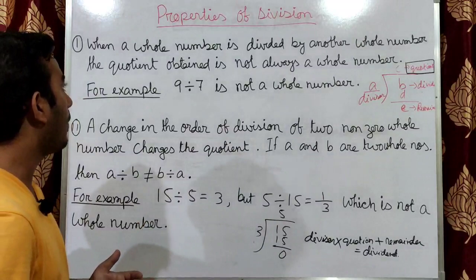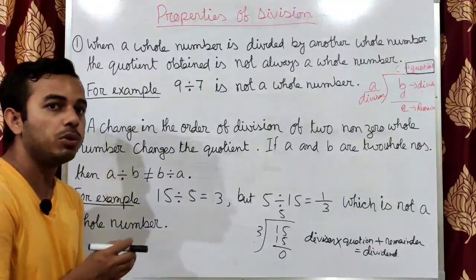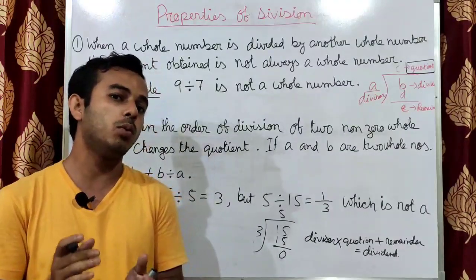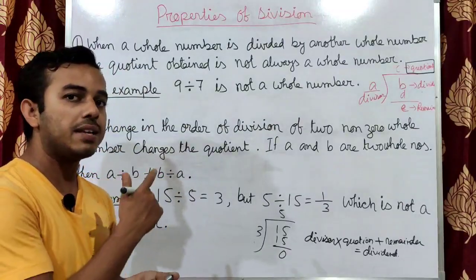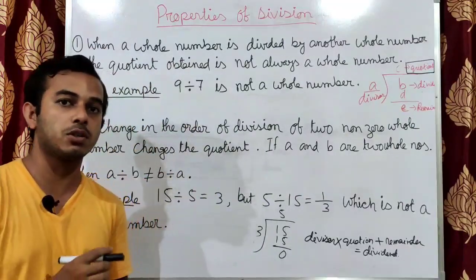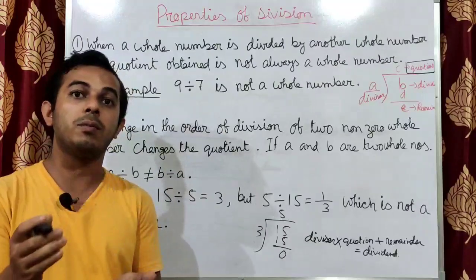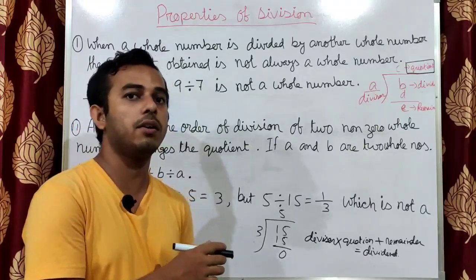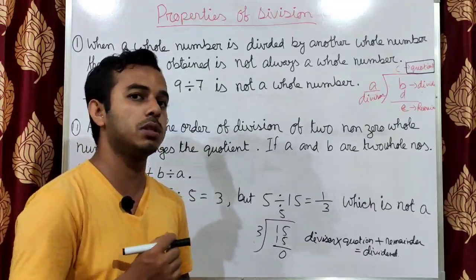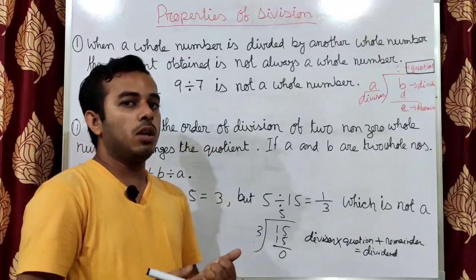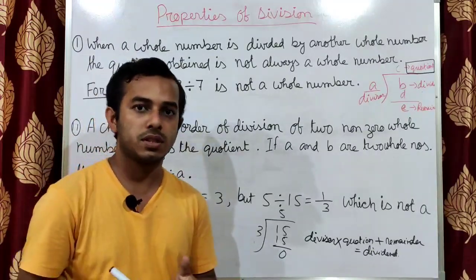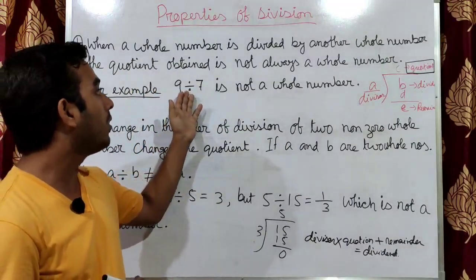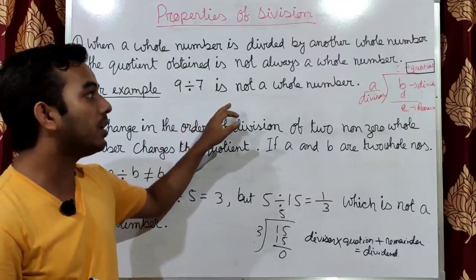So now let's move to our properties. Here the first property shows that when we divide a whole number by another whole number, the result will not always be a whole number, as it was in the properties of subtraction. When we subtract a whole number from another whole number, the result is not always a whole number. There are some criteria for getting a whole number in subtraction. Here also there are some rules whether we get a whole number or not. For example, when we divide 9 by 7, it is not a whole number.